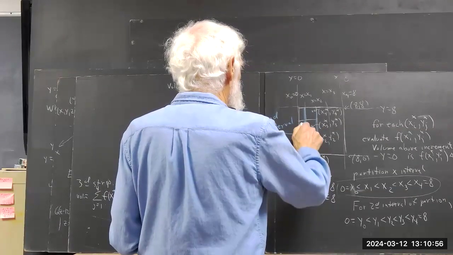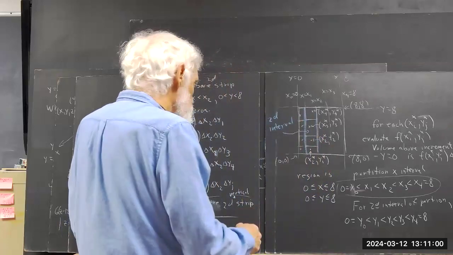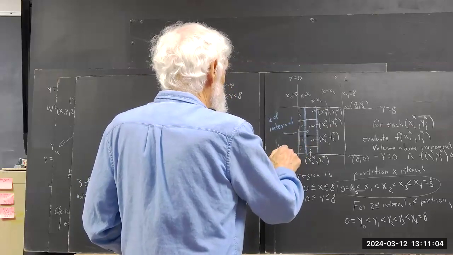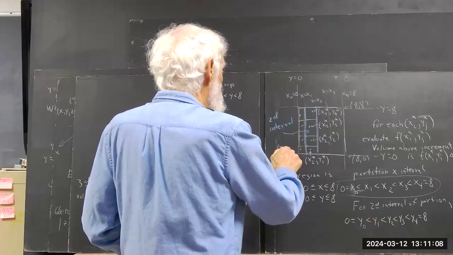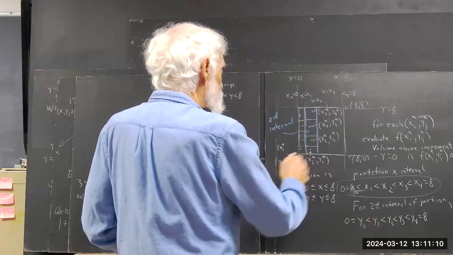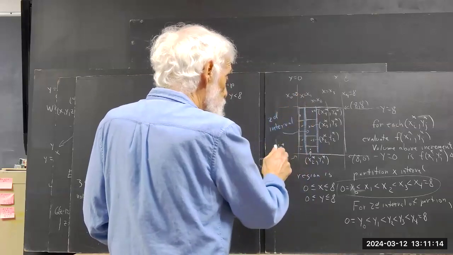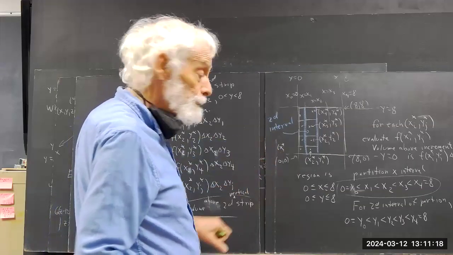So I have sample points, a sample point in each rectangle. And what are the coordinates of this one? It would be x1 star, because I'm between x0 and x1. That's my first strip, so I'm going to use 1 for the subscript.